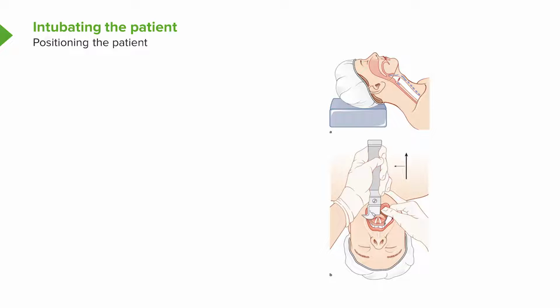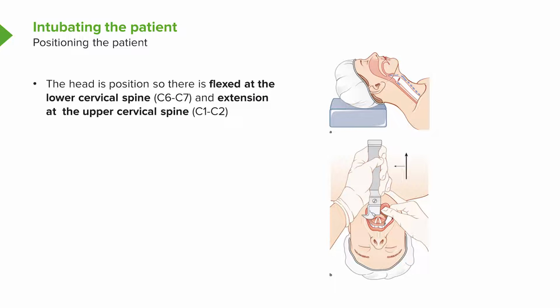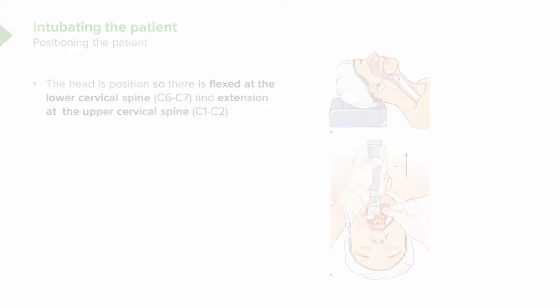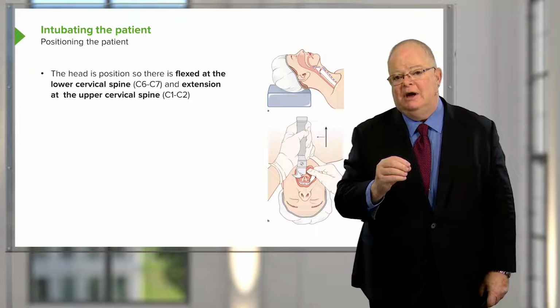This is the position we get the patient in before we intubate. So we try to flex at the lower cervical spine, so down at C6, 7, flex forward, and then extend at C1, 2. And this is known as the sniffing position. And you have to adjust that pillow under the head, sometimes underneath the shoulders, to lift the shoulders, to improve the extension, to get a good airway. You should always have something under the head.